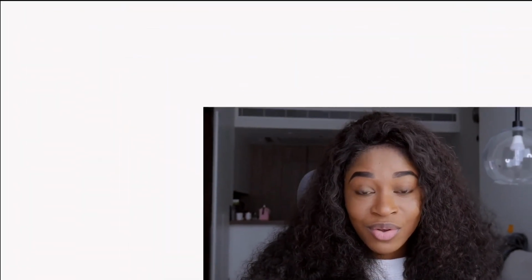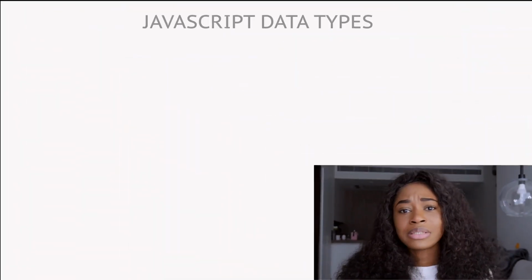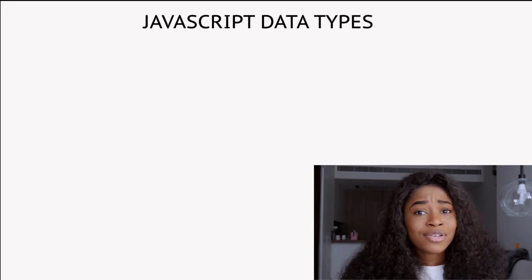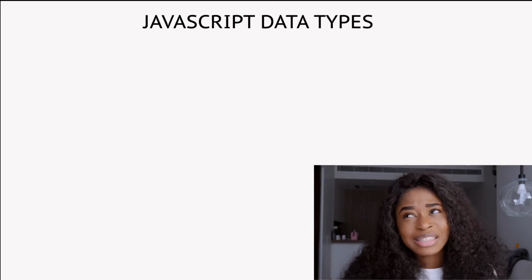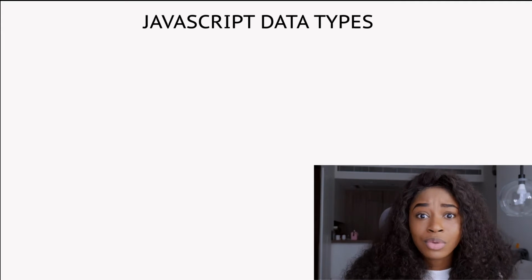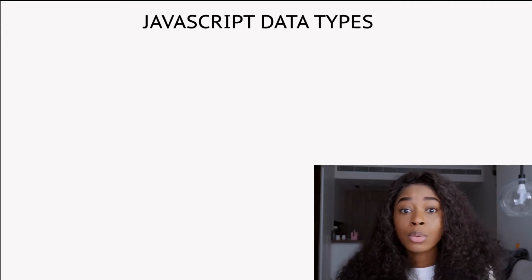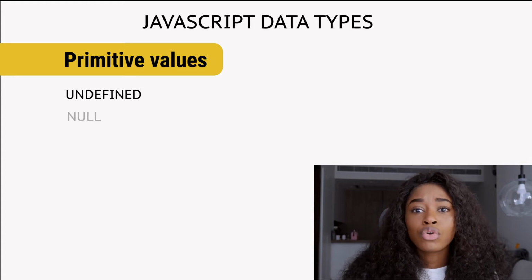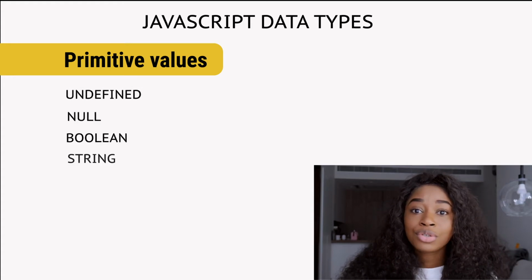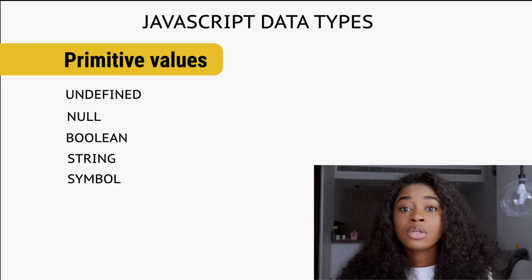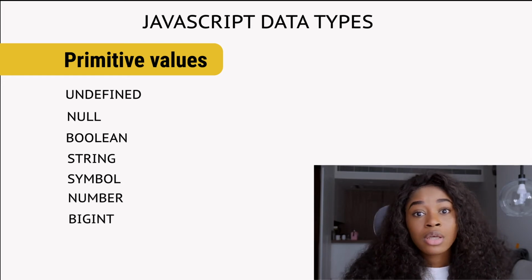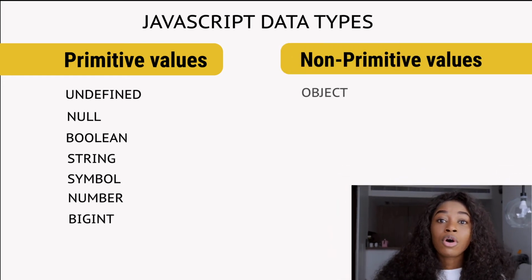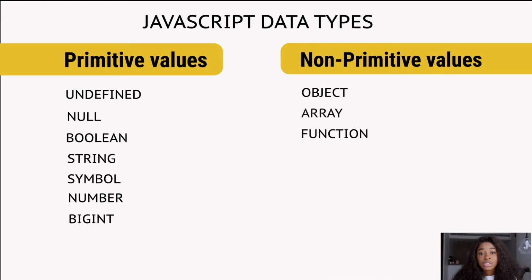In this first video, I'd like to begin by talking a bit about types in JavaScript. JavaScript has 8 basic value data types, and they're divided into 2 categories, the primitives and non-primitives. Under the primitives, we have undefined, null, boolean, string, symbol, number, and BigInt. Under non-primitives, we have objects, arrays, and functions. And arrays and functions are subtypes of the object type.